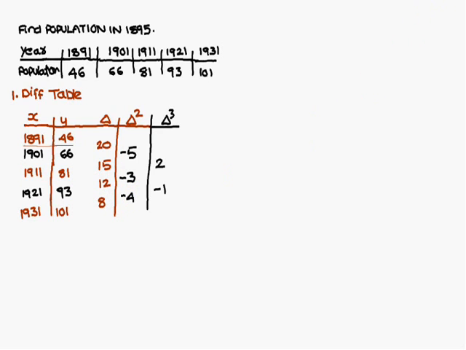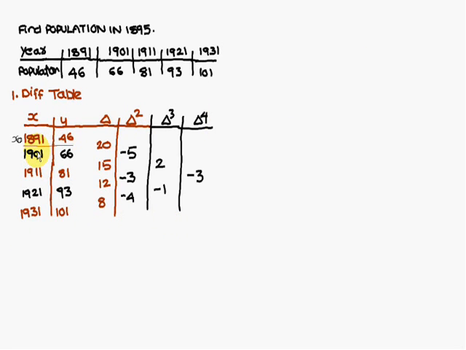Next you have to find the next differences. Minus 3 minus of minus 5, that is minus 3 plus 5, which is plus 2. Similarly minus 4 plus 3 is minus 1. I have written it here. So next, minus 1 minus 2 is minus 3. That is the fourth difference. This is the way to construct a difference table.